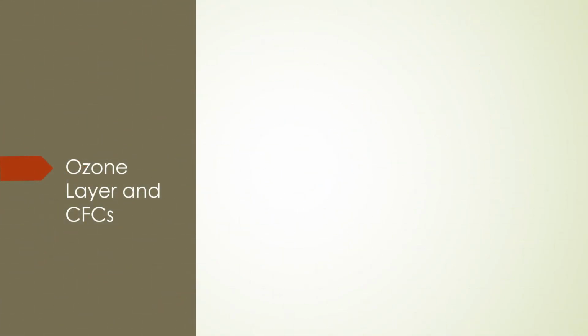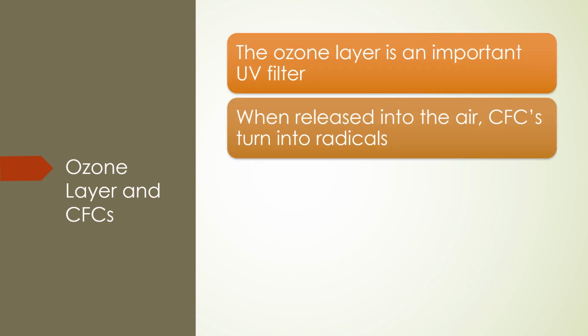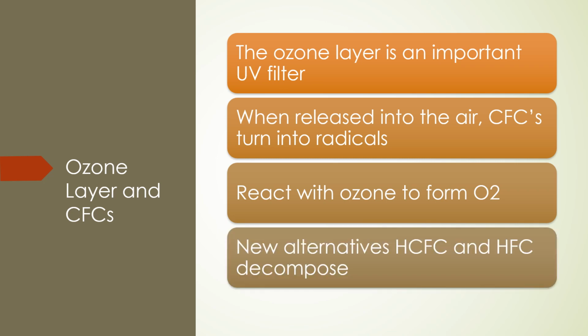A really good example of radical chemistry being used in real life is the ozone layer. When hit with sunlight, chemicals called CFCs turn into radicals. These radicals interact with the ozone, which is consumed as a reactant and forms O2. Because it's a radical reaction, just a little bit of CFC can destroy a lot of O3. New alternatives like HCFCs and HFCs decompose before they reach the ozone layer.